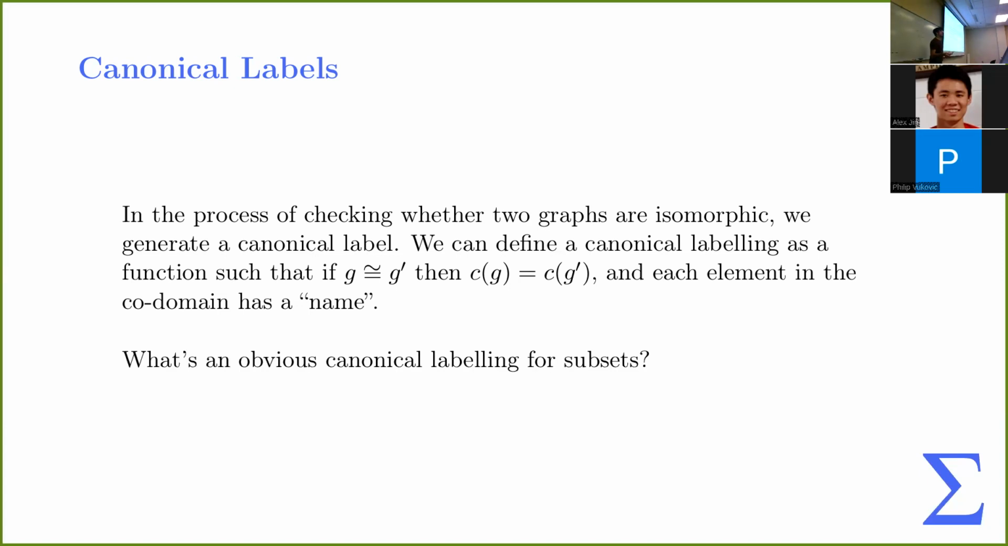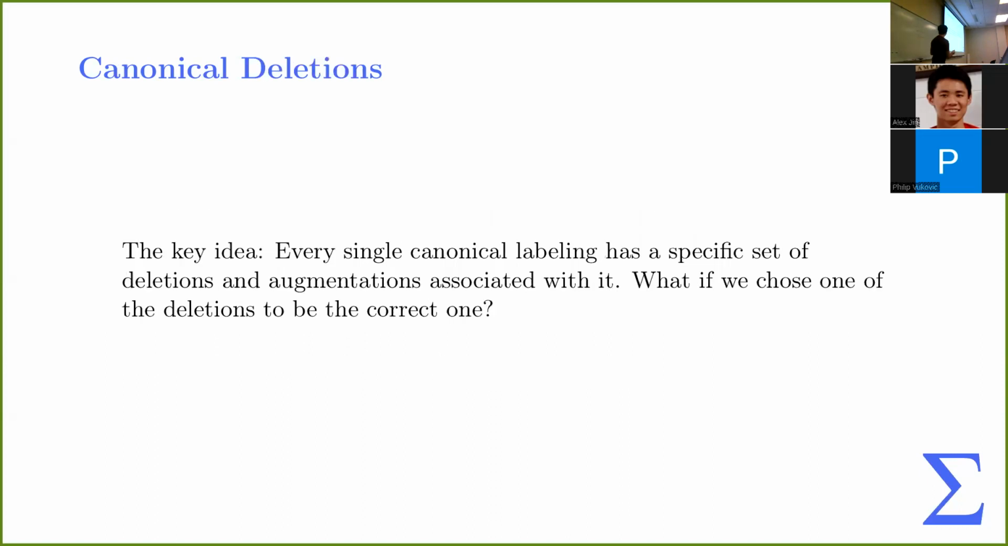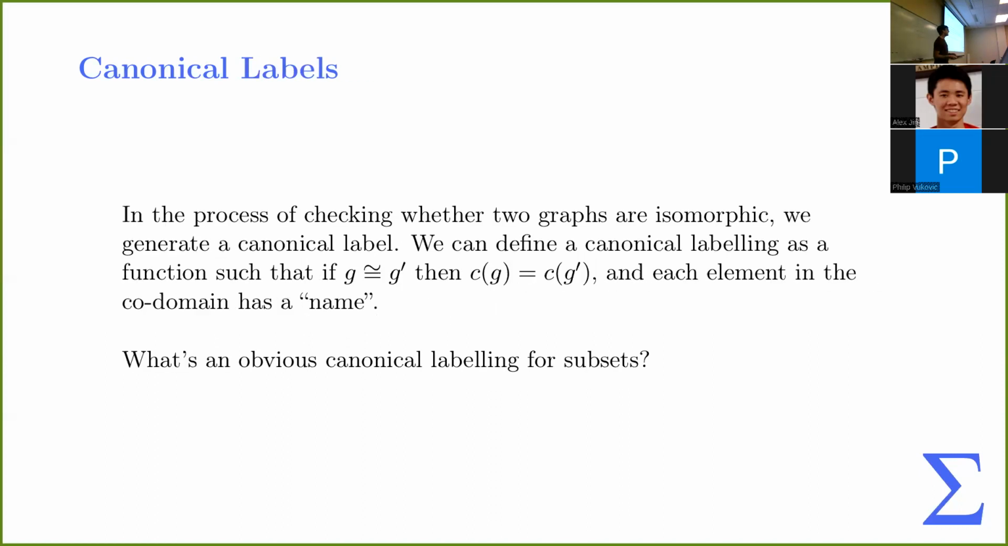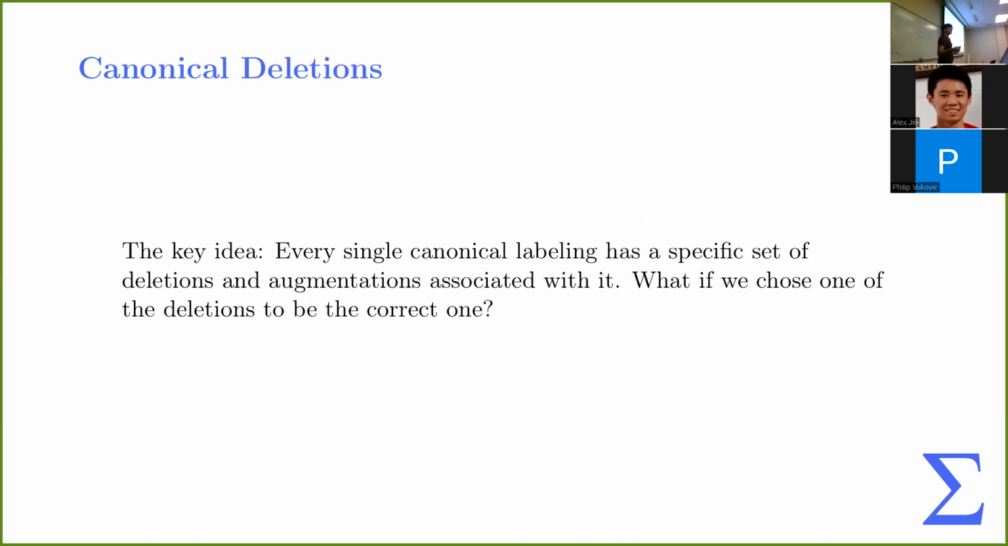And so what's an obvious labeling for subsets, for example? Did I have an answer to this? No, I didn't, but it's in here. An obvious labeling for subsets is to just sort them in lexicographic order, right? So that way, when we had the problem earlier, where we had 1, 2 and 2, 1, the correct name for that would just be 1, 2, right? Just things like that. Does that make sense so far?